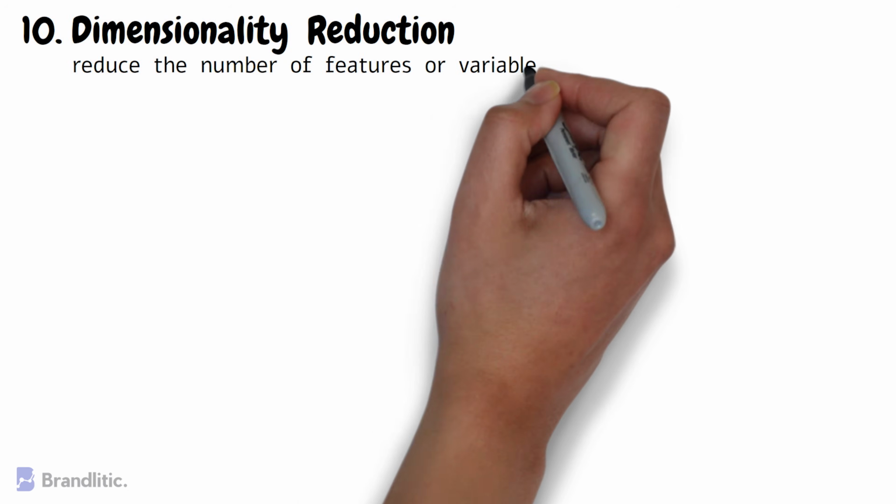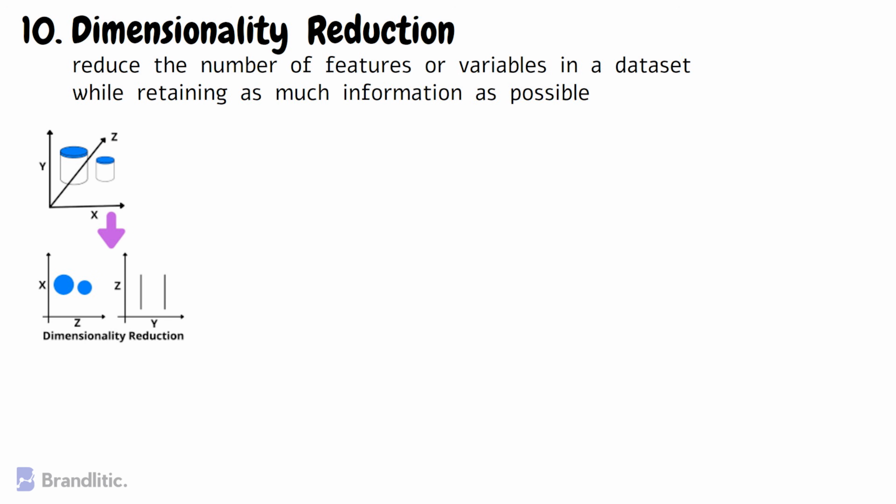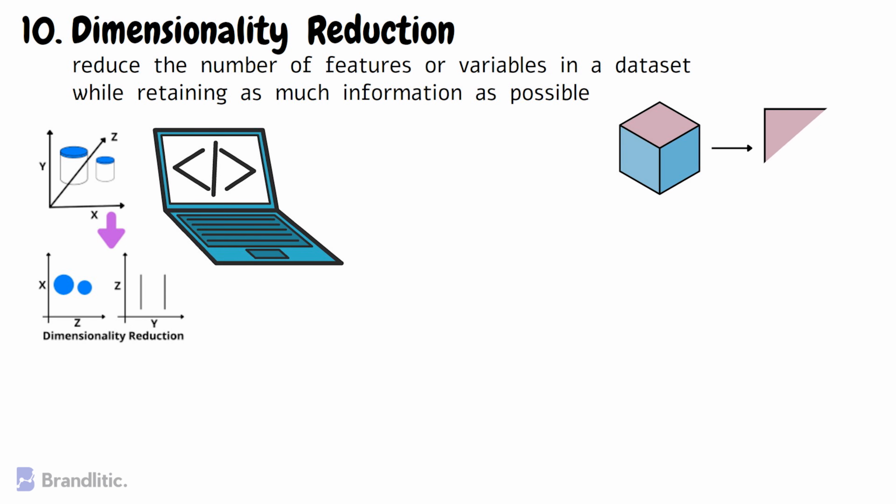Now, dimensionality reduction is a data mining technique used to reduce the number of features or variables in a dataset while retaining as much information as possible. It is an important technique for dealing with high-dimensional datasets which can be computationally expensive and difficult to visualize and interpret. Further, dimensionality reduction works by transforming the original data into a lower dimensional space while preserving as much original information as possible. This can be done in two ways: feature selection and feature extraction.